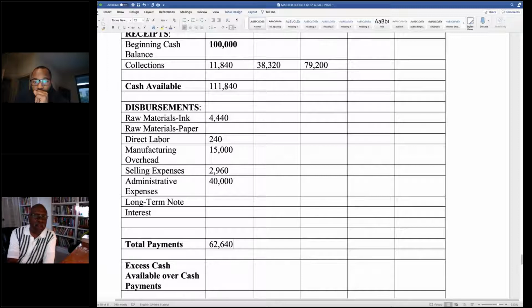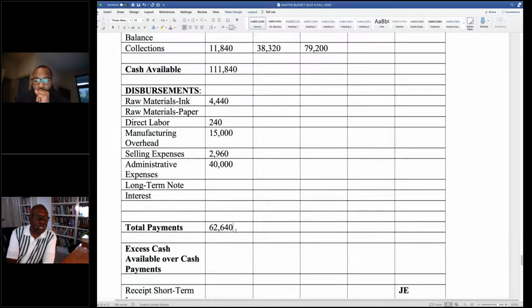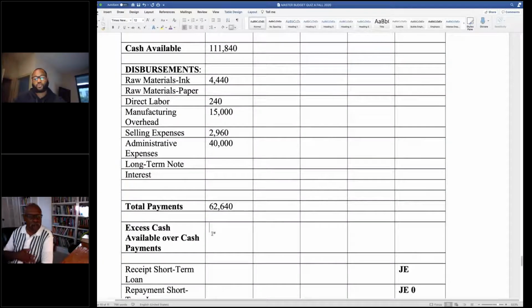So your cash available is 111,840. Your payments is 62,640. So you have excess cash of what? Hold on. I'm missing something. Oops. You had 111,840, you paid out 62,640. How much did you have left over? 49,200. Put it in, 49,200.